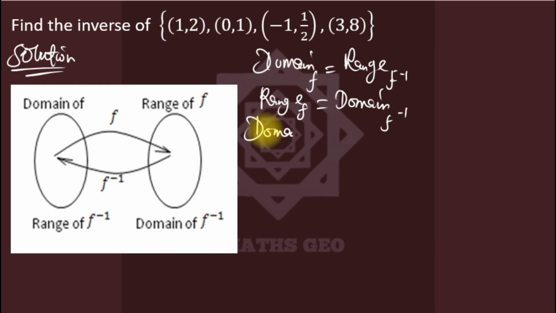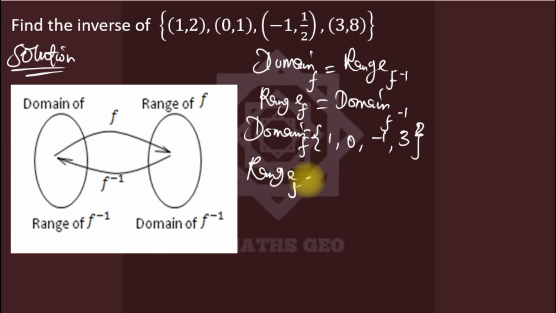From here, this is the function. You see that the domain of this function is the set of the x coordinates. So the domain is: we have 1, we have 0, we have -1, we have 3. So that's the domain. While the range of f is the set of the y coordinates.